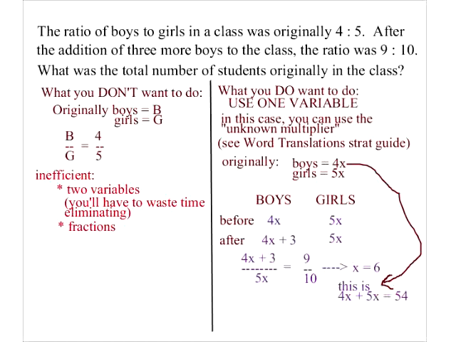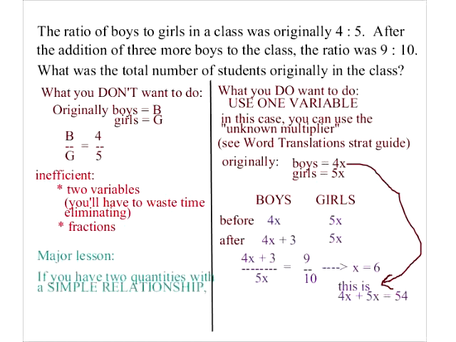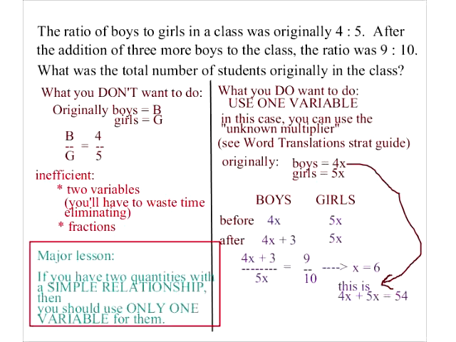So here's the major takeaway that you want to get here. The major lesson is, if you have 2 quantities with a simple relationship, then you should use only one variable for them. This is a huge, huge, huge lesson. Any kind of simple relationship, and we'll have some more examples of this on the next page. But here's the example of the simple relationship in this problem. This is a simple relationship.